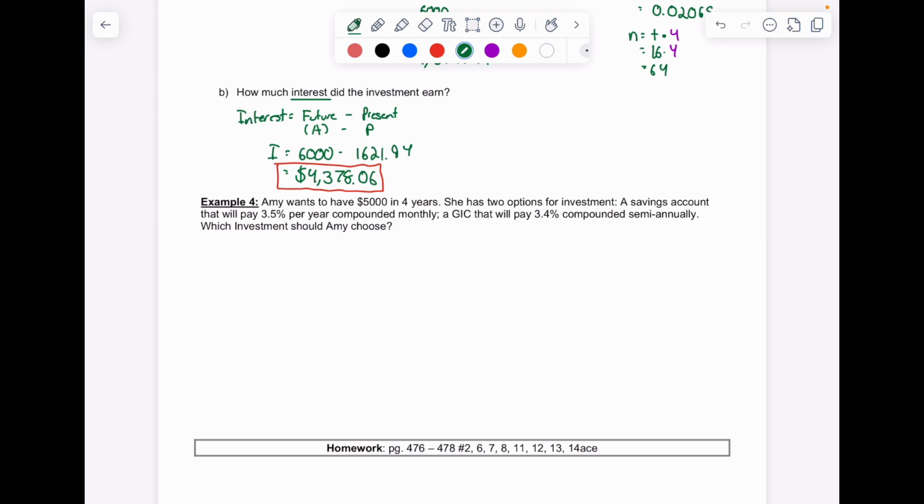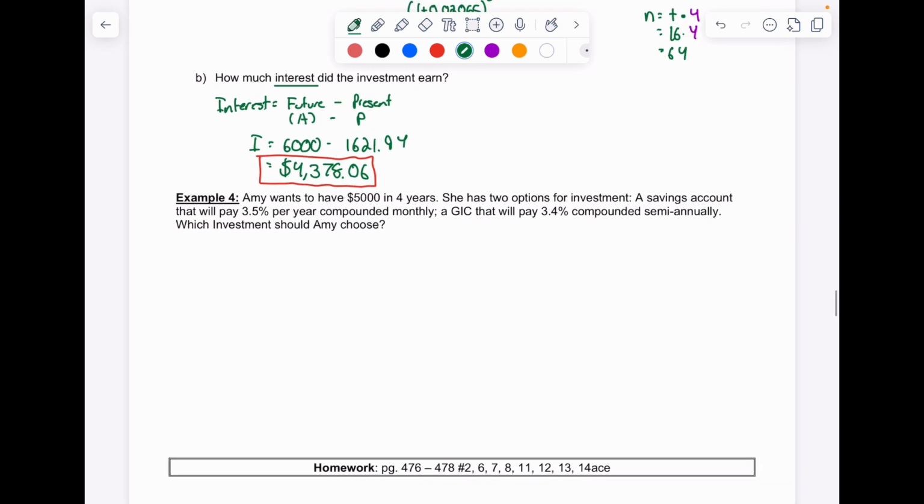Okay, so we need to figure out, she wants to have $5,000 in her account, right? So we have to compare which one is better. Like, do we put it into the 3.5% compounded monthly? So again, we are going to have an interest rate and an end value that we have to account for by compounding, right? And then we have another one that has a different interest rate and a different compound period.